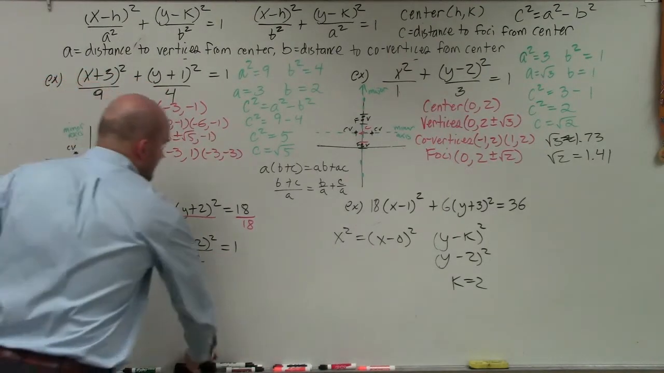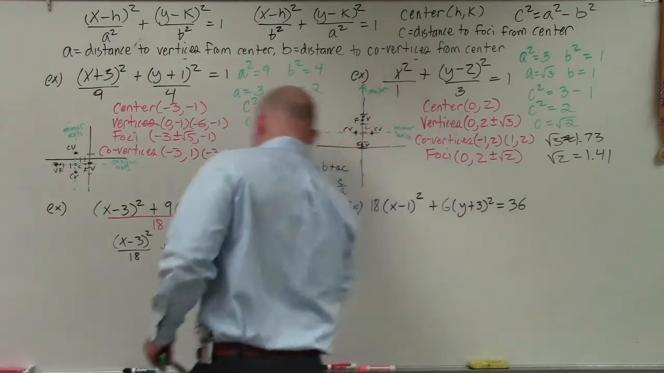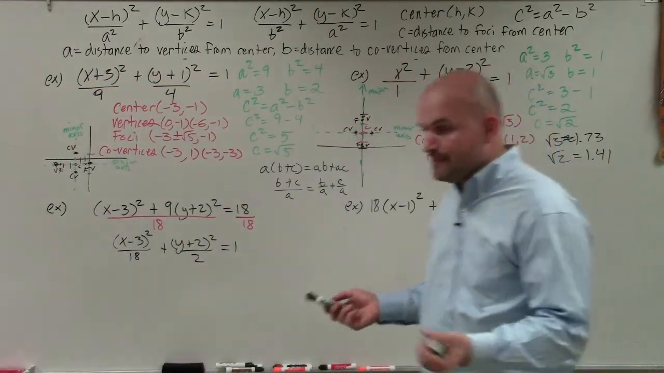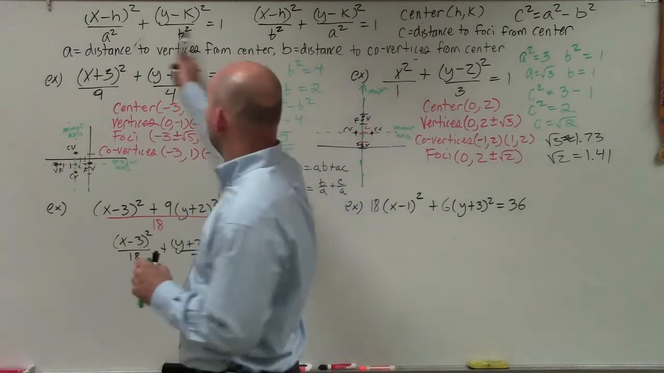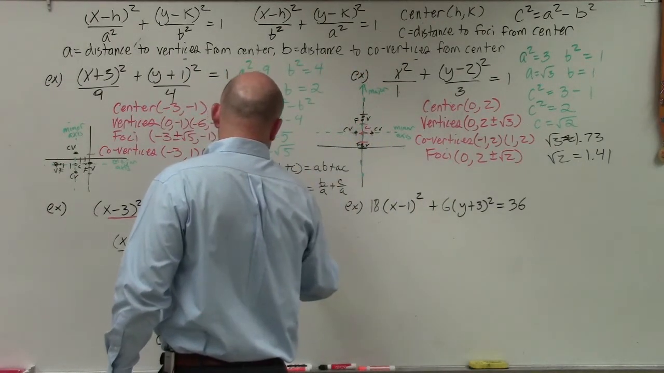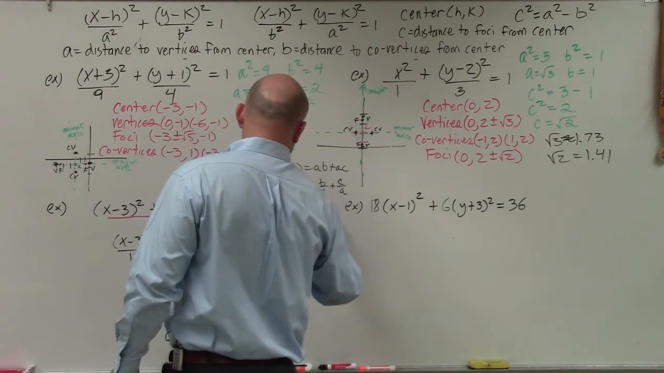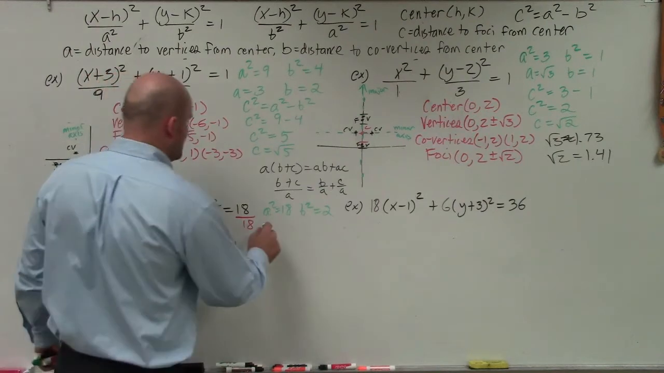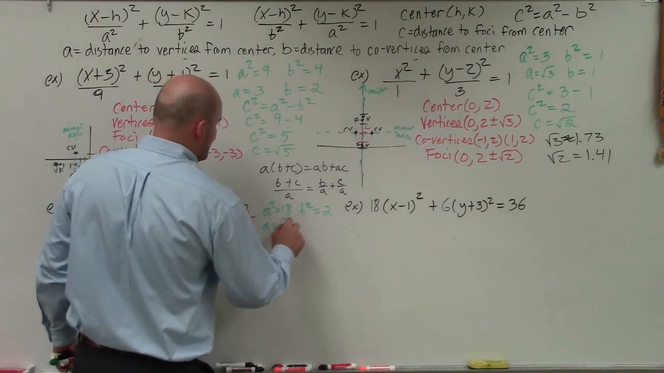OK, now I don't need all of this information anymore. All right, so let's go and figure out what a squared, b squared, and c squared are. A squared, remember, is always the larger of the two. So we have our two denominators. A squared has to be 18. So let's say a squared equals 18, and I'll say b squared is equal to 2. A squared, so a is equal to the square root of 18.